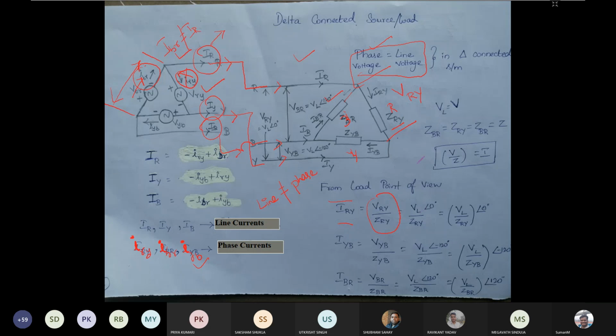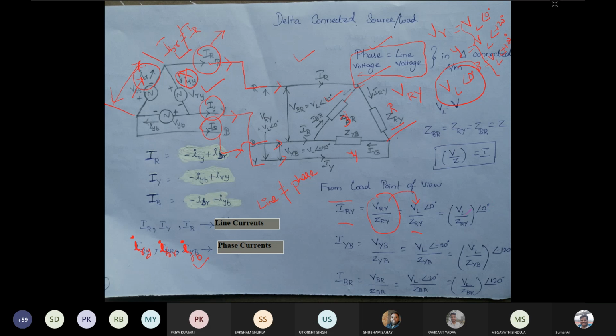VRY, we are considering it as line voltage, angle 0 degree. So here you can consider that line voltage and phase voltage are having the same magnitude. For R phase, we are taking VL angle 0 degree. All the magnitudes are same. And for Y phase, we are taking VL angle minus 120 degree. And for B phase, we are taking VL angle plus 120 degree. So these three things are there that we are going to consider here. So IRY is equal to VL angle 0 degree divided by the impedance.